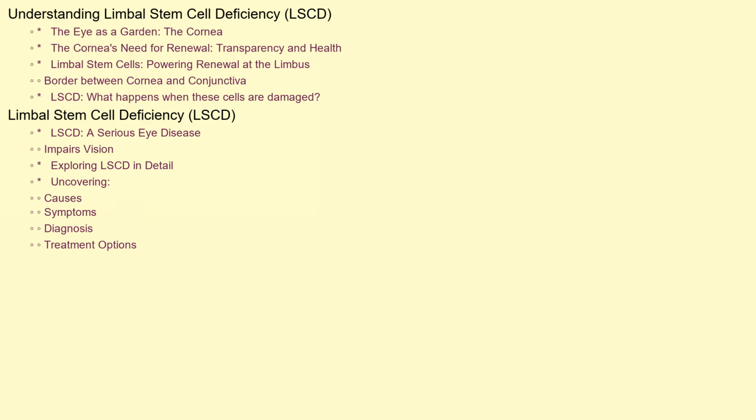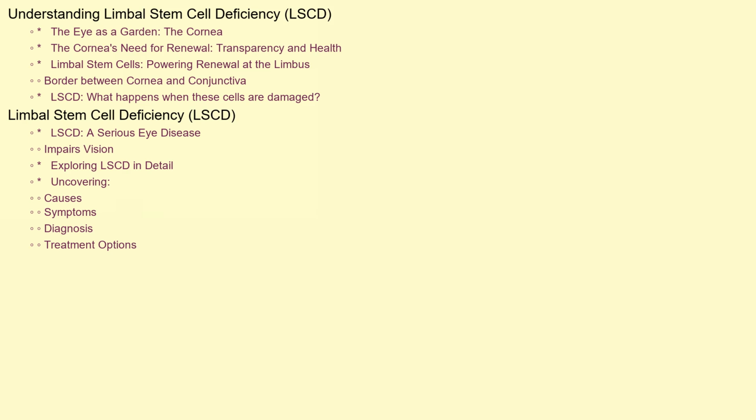Imagine your eye as a vibrant garden. The cornea, the clear window at the front, needs constant renewal to stay transparent and healthy. That renewal process is powered by special cells called limbal stem cells located at the limbus, the border between the cornea and the white part of your eye, the conjunctiva. But what happens when these crucial cells are damaged or depleted?